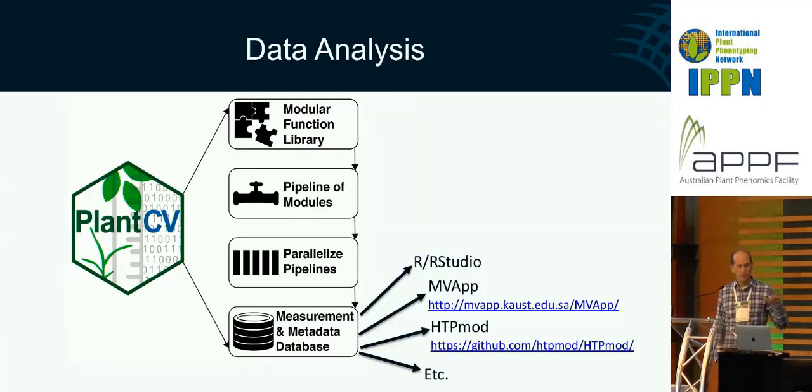Right, so once you've run PlantCV, then you have a bunch of measurements in a database, and so then there's still the next part, which is making biological inferences from that data. So at the moment, we have some tools for exporting the data to R. That's our preferred environment for analysis. But the data is easily imported into a lot of other tools that are available, like MVApp, HTPmod, or any other system you really want, because you can just export the data as a text-based format.